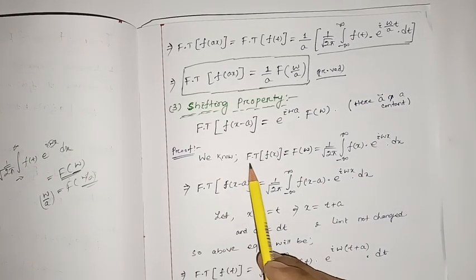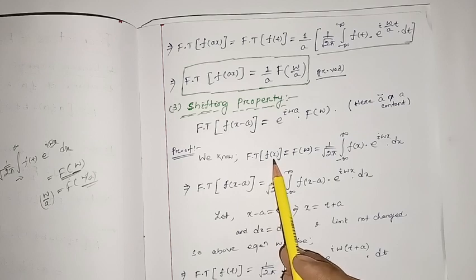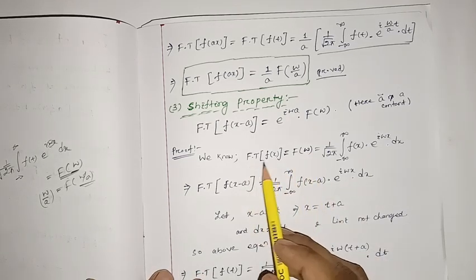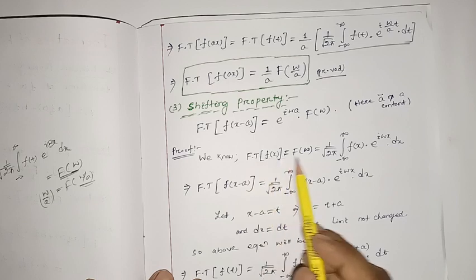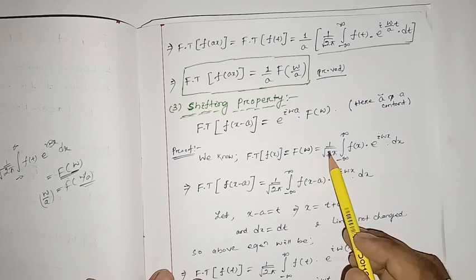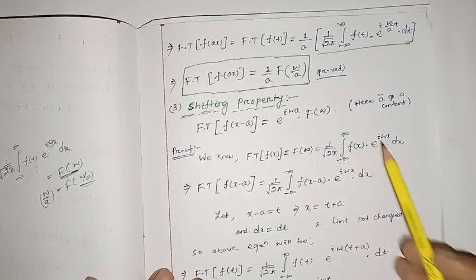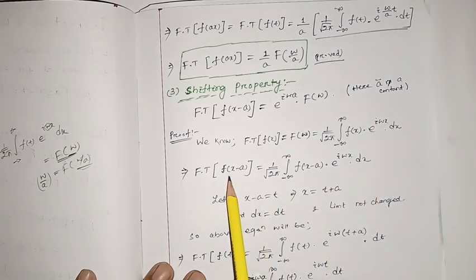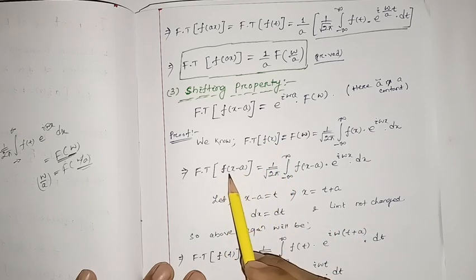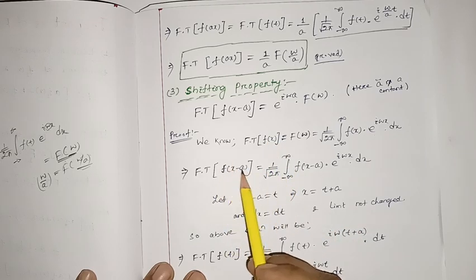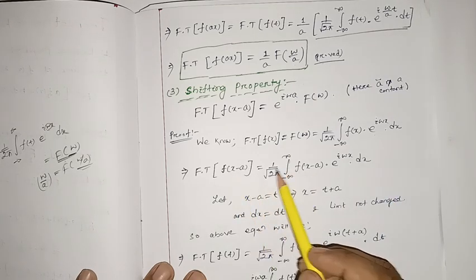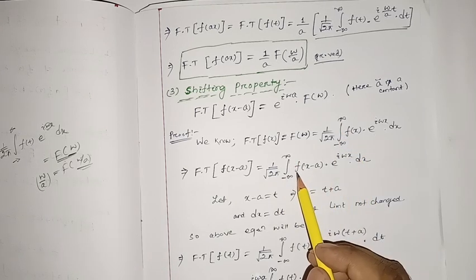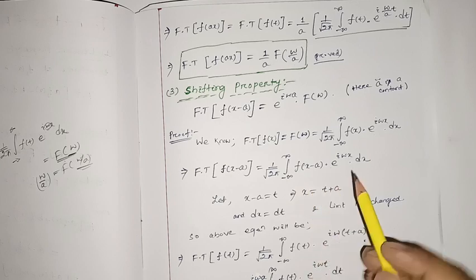We know in general the Fourier transform of any arbitrary function in the domain x, transformed to omega, can be written as F of omega equal to 1 by root 2 pi, integral from minus infinity to plus infinity of f of x e to the i omega x dx. Now instead of f of x we substitute f of x minus a, where a is any arbitrary constant, so we write f of x minus a times e to the i omega x dx.